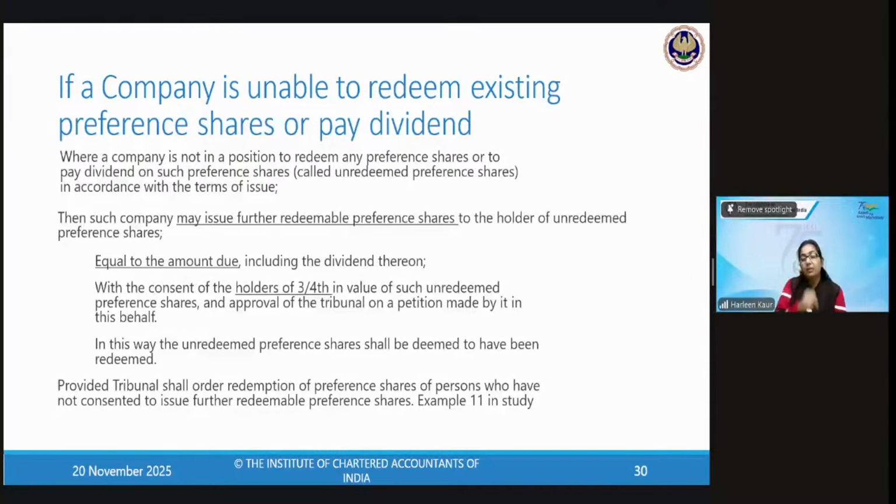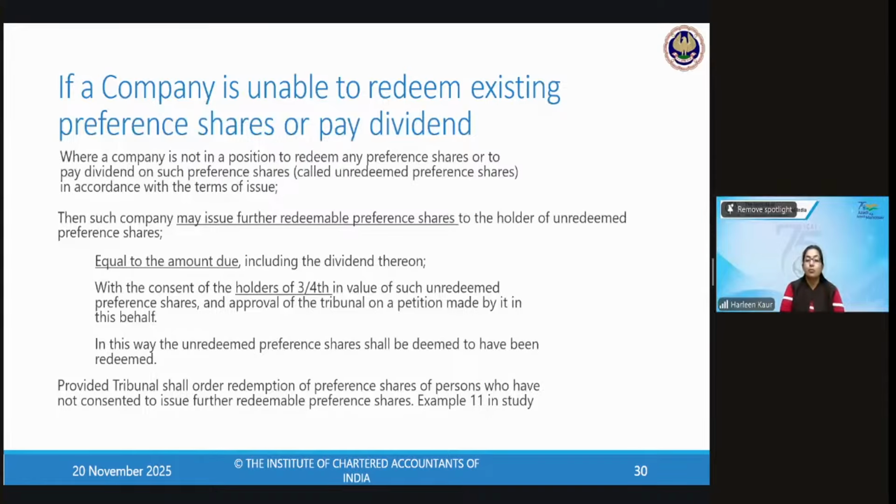What will happen if the company is not able to redeem the preference shares or is not able to pay the dividend? What will happen then? If the company is unable to pay the dividend or is not able to redeem the preference shares, then holders of 10% of the unredeemed preference shares can file a petition in the tribunal. Approval will be taken on the petition filed, and the tribunal will allow them to issue further preference shares.